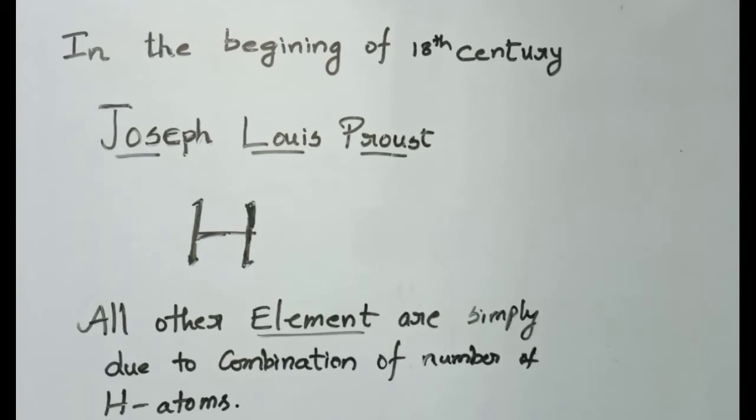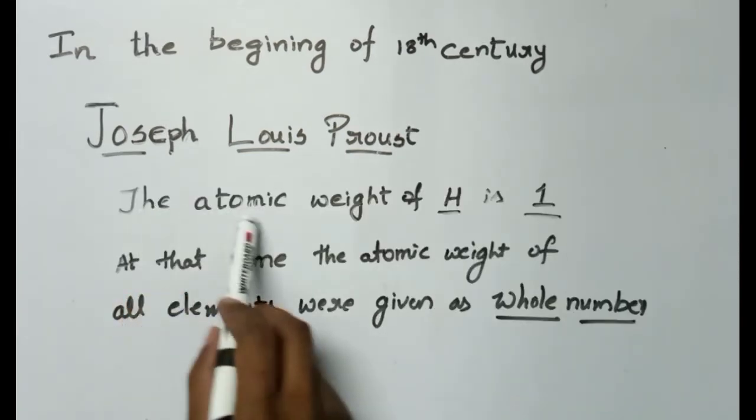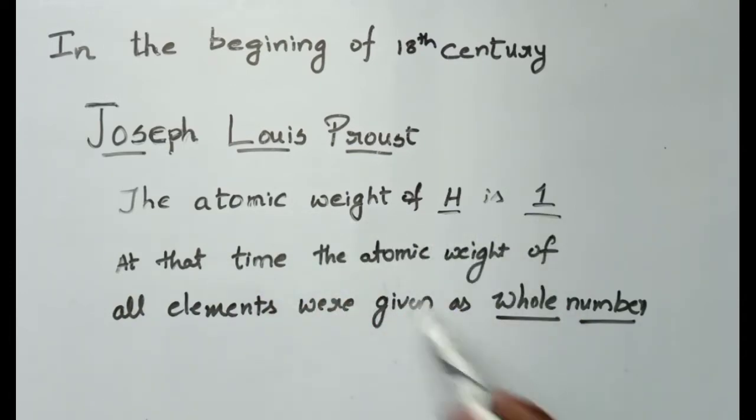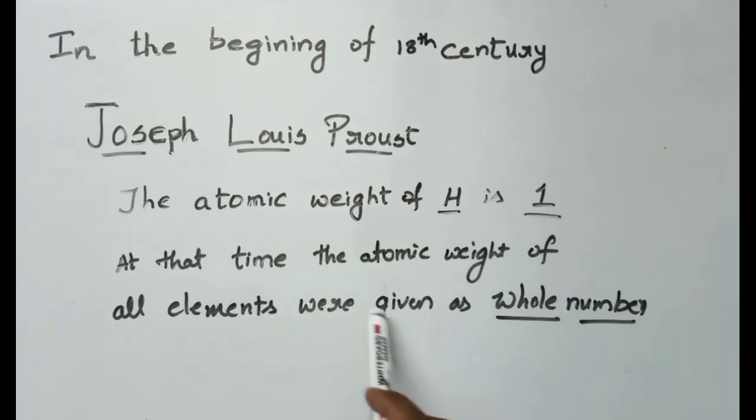In the beginning of the 18th century, Joseph Louis Proust stated that the hydrogen atom is the building material and all other elements are simply combinations of a number of hydrogen atoms. Why? Because the atomic weight of hydrogen is taken as 1. At that time, the atomic weights of all elements were given as whole numbers. That means they expressed atomic weights in whole numbers only.